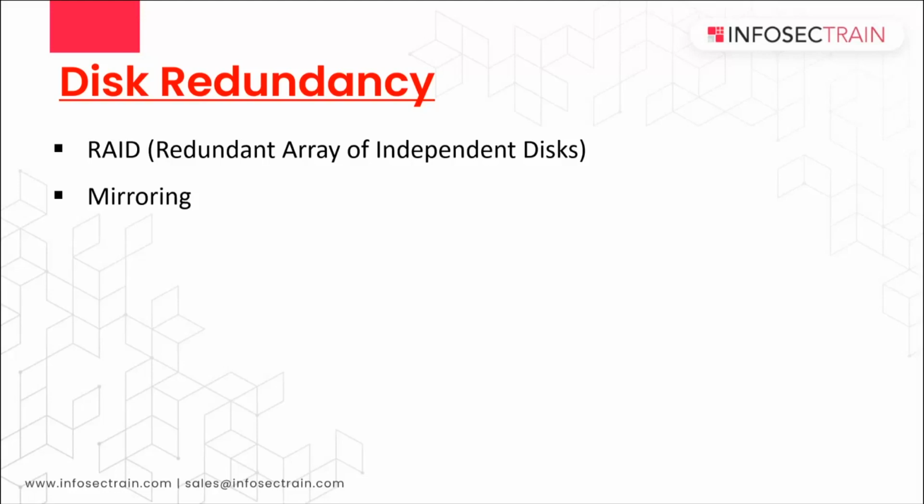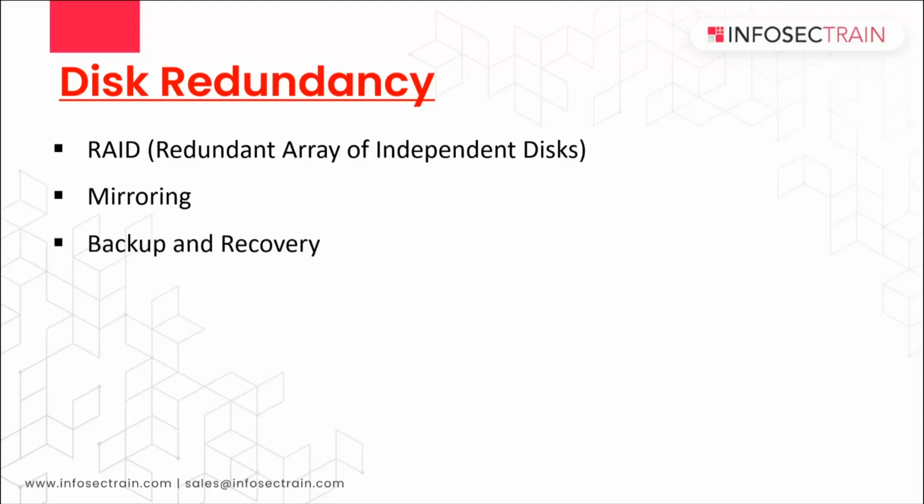Mirroring is also known as RAID 1, and mirroring involves duplicating data across two separate disks. So in the event of a disk failure, if any one disk fails, the mirror disk can be used to restore that particular data, right? Then what about next? Backup and recovery.